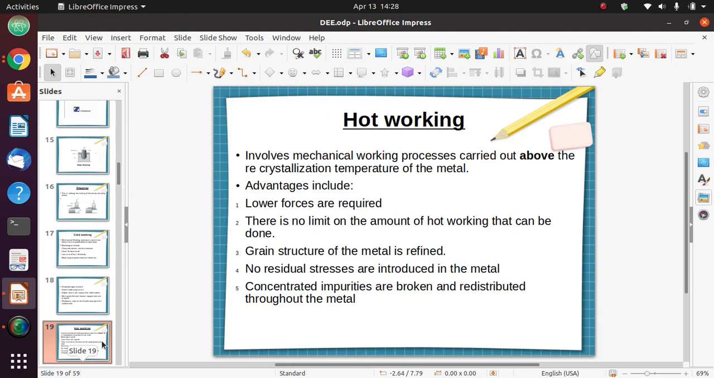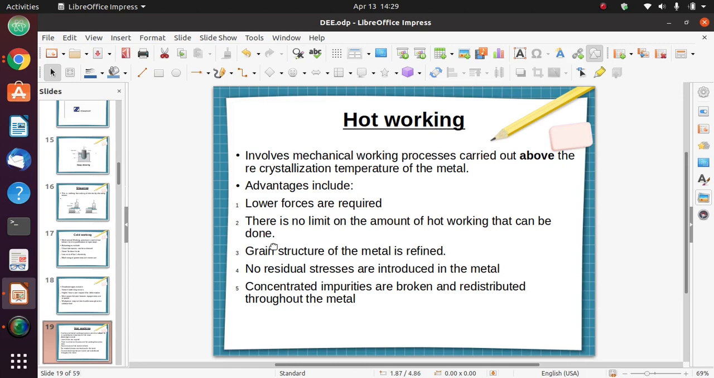We also have hot working. Now you are working above the recrystallization temperature. You're heating the metal to a point where new crystals, new atoms are being formed, but the metal has not melted. This is a temperature above recrystallization temperature, but before the melting point. Some of the advantages: I will require less force to work on that metal. If I am forging, I will require less force to forge that metal. There is no limit on the amount of hot working that can be done.